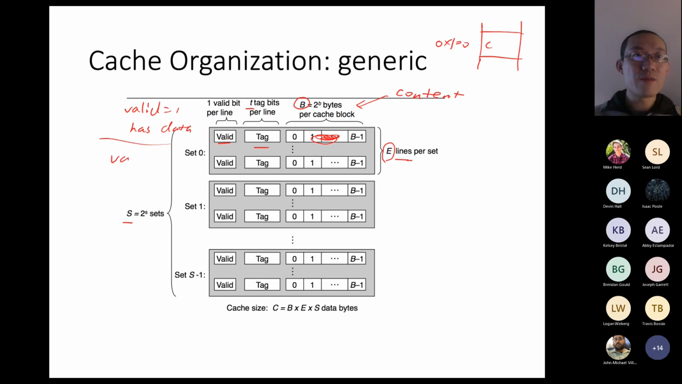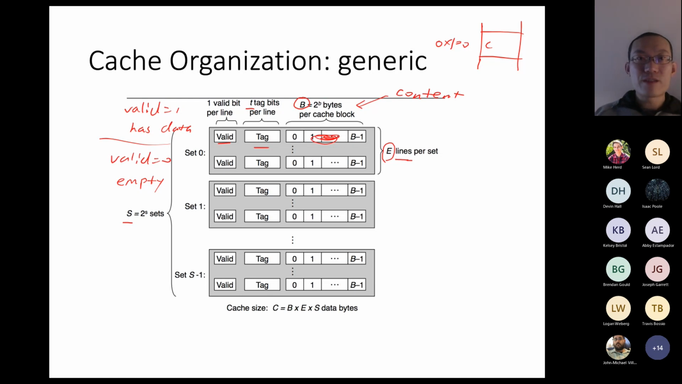If the valid bit is 0, that means this line is empty. So you can imagine we have to have this valid bit. No matter whether the line is empty or not, we should have some bits in that place. If it is empty, then it could be random bits. If it has content, it will be the content.